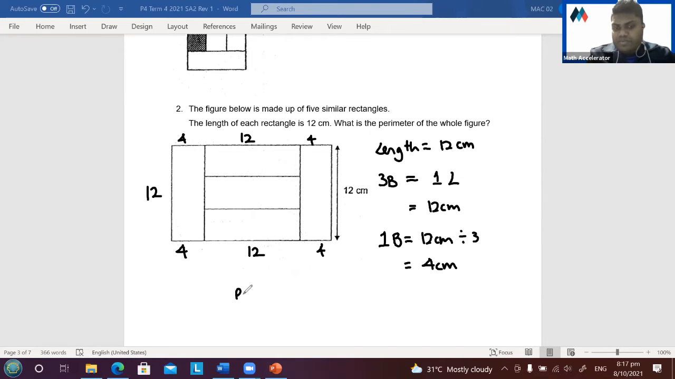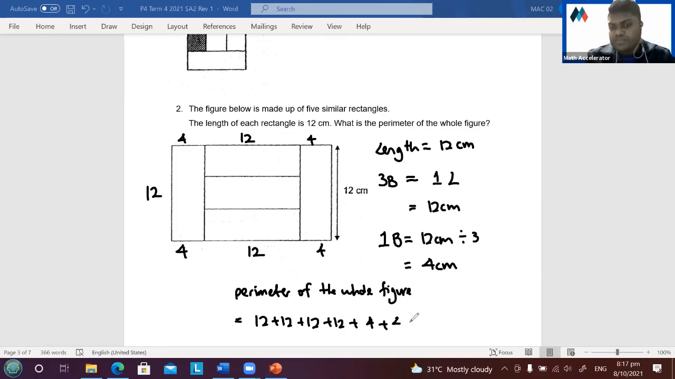So perimeter of the whole figure. All right, class. So always remember, perimeter is always the total of the outline. So it's 12 plus 12 plus 12 plus 12 plus 4 plus 4 plus 4 plus 4. Okay, can you calculate and let me know the answer?